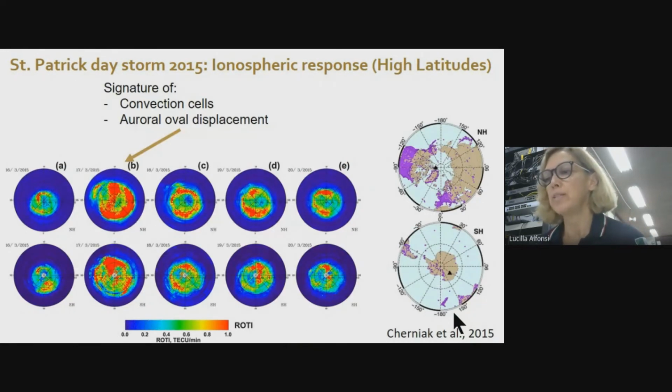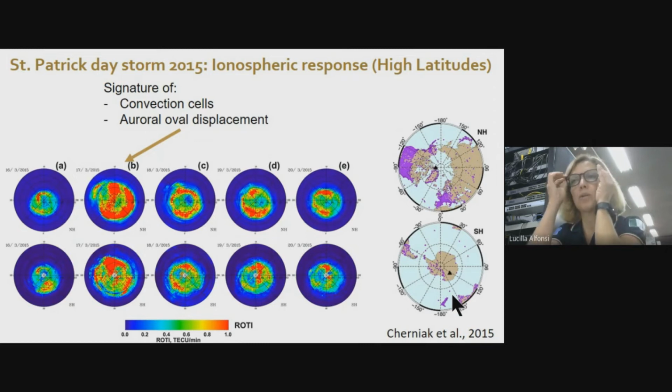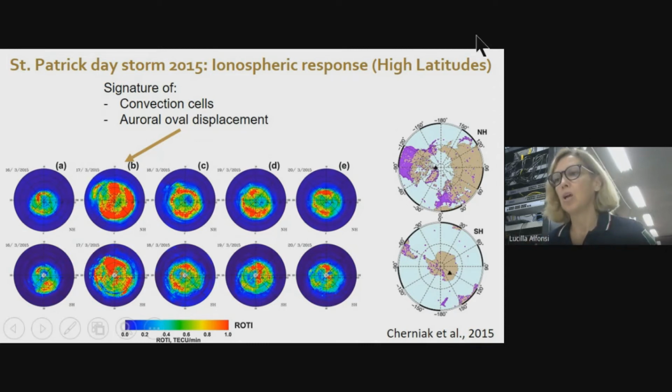From low latitude to high latitude, from this paper by Cherniak and co-authors, you can also appreciate the evolution of the auroral oval during the same storm, and how the convection cells are modified during the storms. This was the day before the storm, the 16th of March, and then you see the evolution.